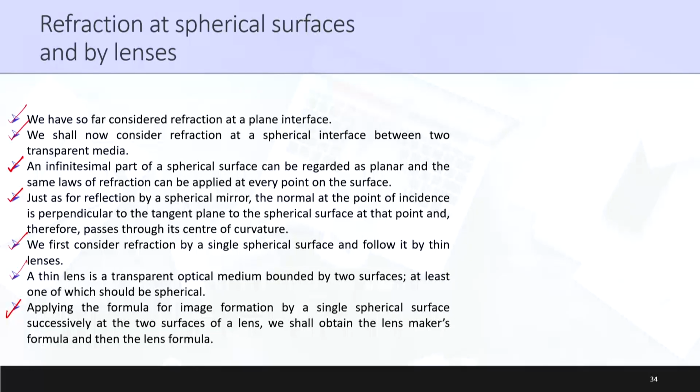Now, if we use the equation twice, we can find the lens maker's formula and similarly the lens formula. How it is derived, I will try to explain in subsequent slides. For now, applying the formula for image formation by a single spherical surface successively at two surfaces, first for the left surface, second for the right-hand surface, we shall obtain the lens maker's formula and then the lens formula.